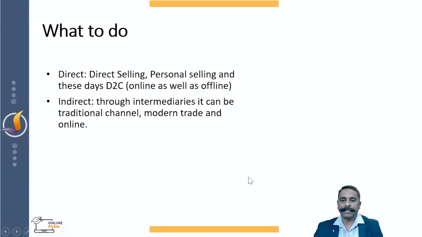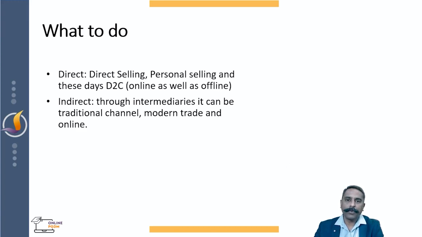While if you look at the indirect channel, the company will provide the products to the consumers through some channel partners or channel intermediaries. It can be a traditional channel. When I say it's a traditional channel, that means there will be a chain of intermediaries, which may include a CNF agent, wholesalers, distributors, and retailers, and finally the product will reach the consumers. Another example of an indirect distribution channel is modern trade.